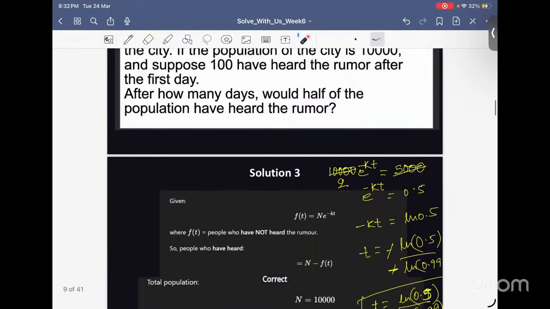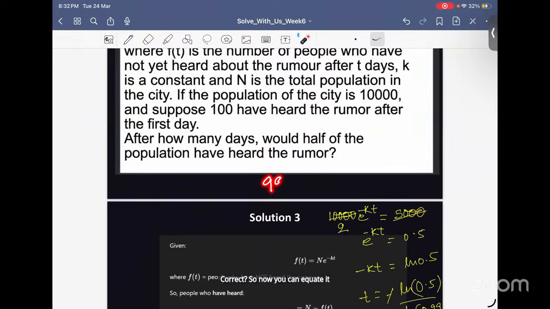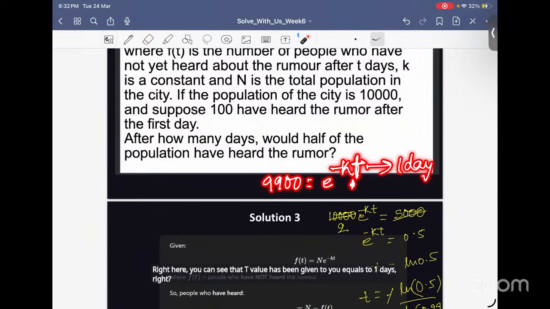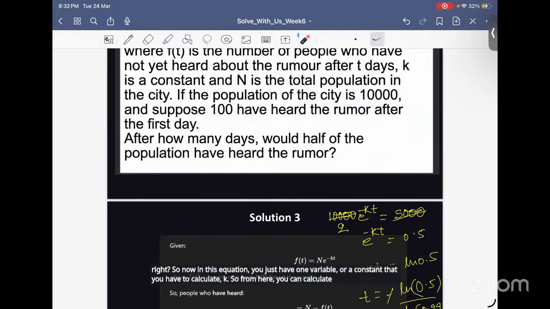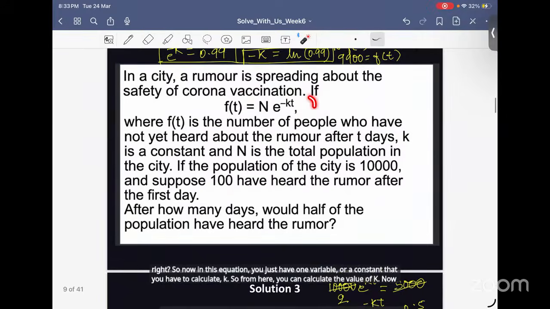Correct? So now you can equate it. So 9900 equals e to the power minus kt. Here you can see that the t value has been given to you as 1 day, right? So now in this equation you just have one constant that you have to calculate, k. So from here you can calculate the value of k. Now you have the whole equation.